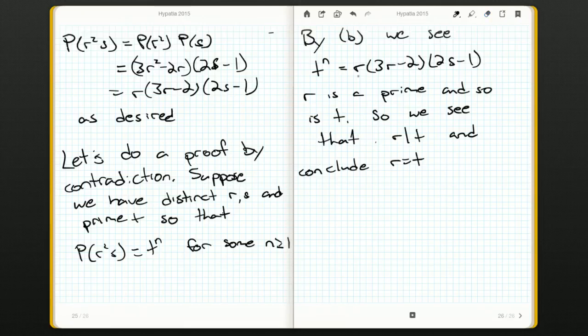So r over here, r is a factor of this, and that means r is a factor of t to the power of n. So that means r is some power of t, but r is a prime. Primes are not powers of things, they're just powers of themselves. So that means r must be equal to t.